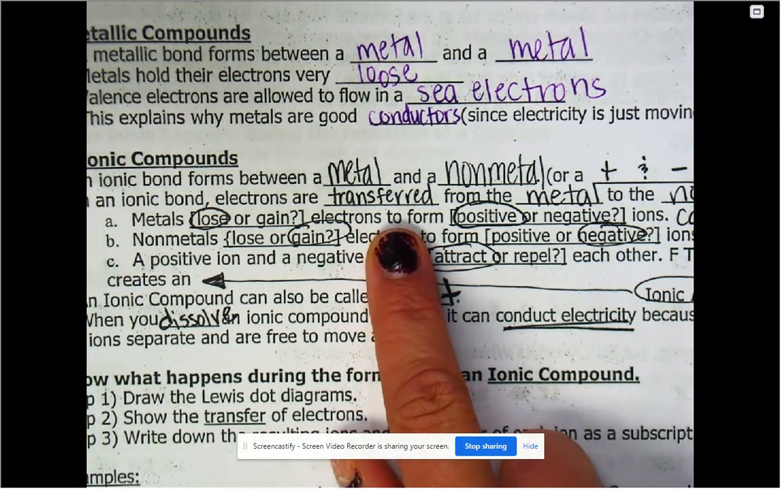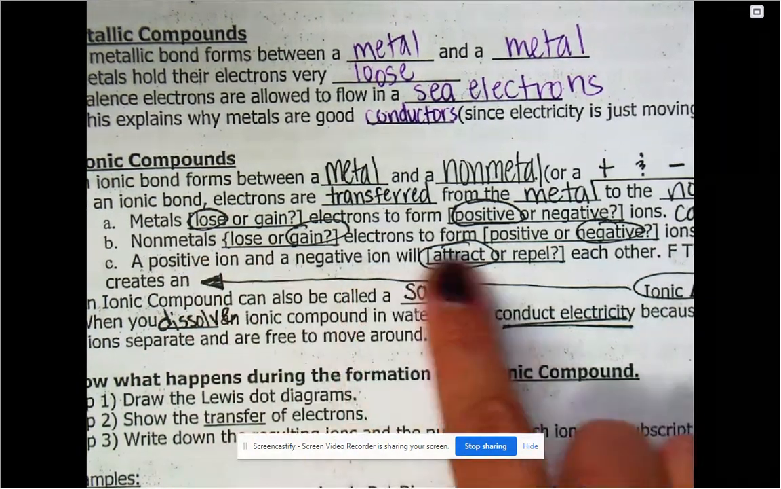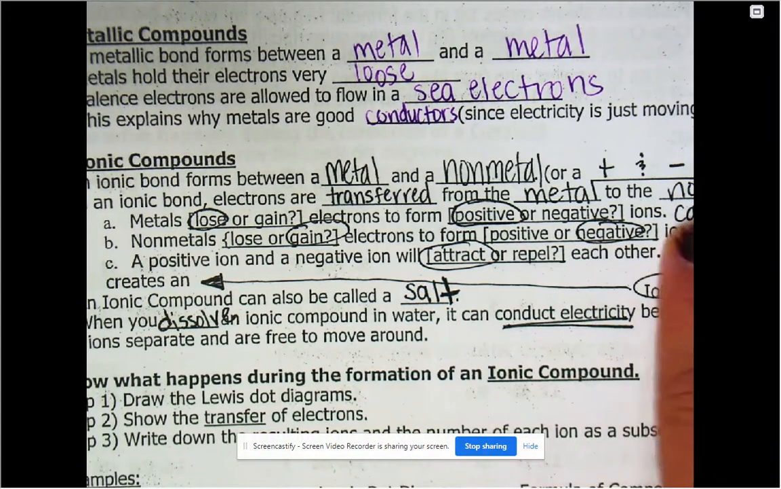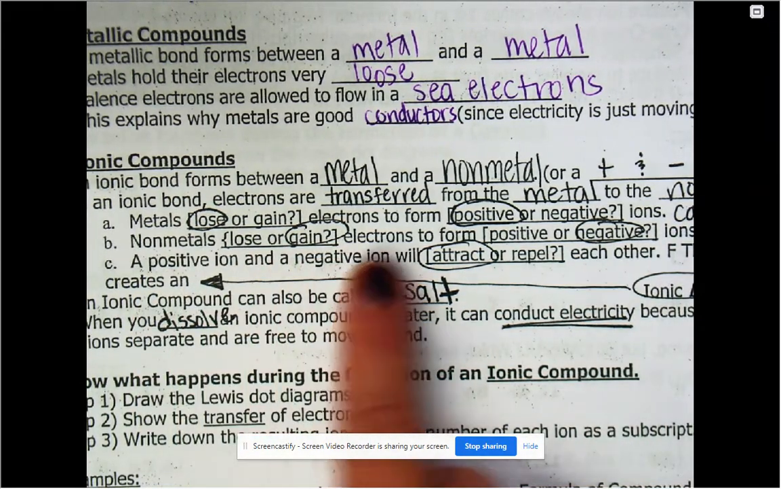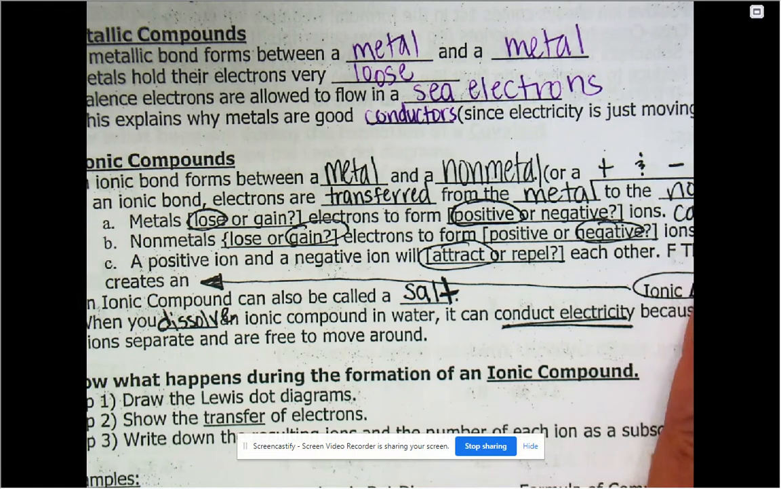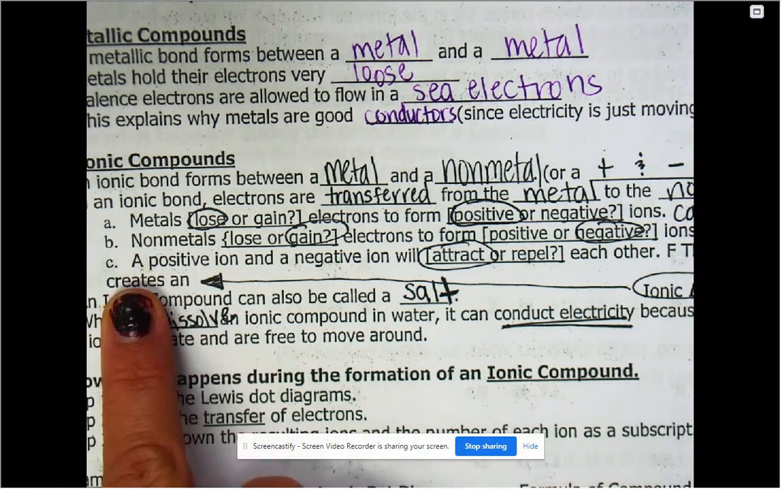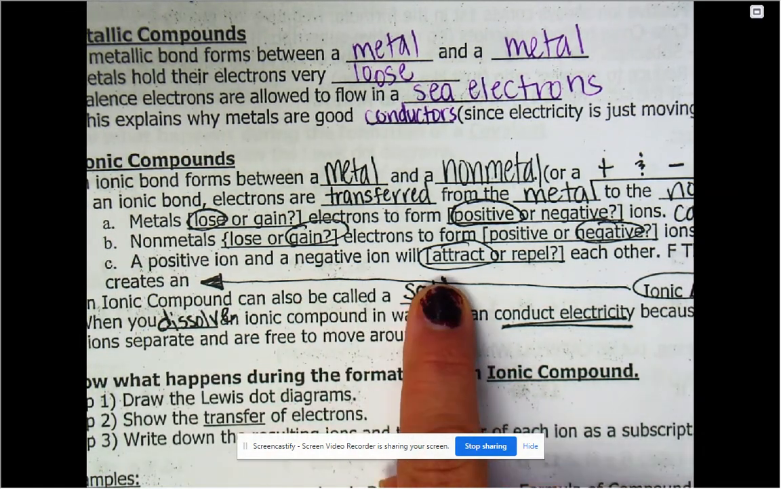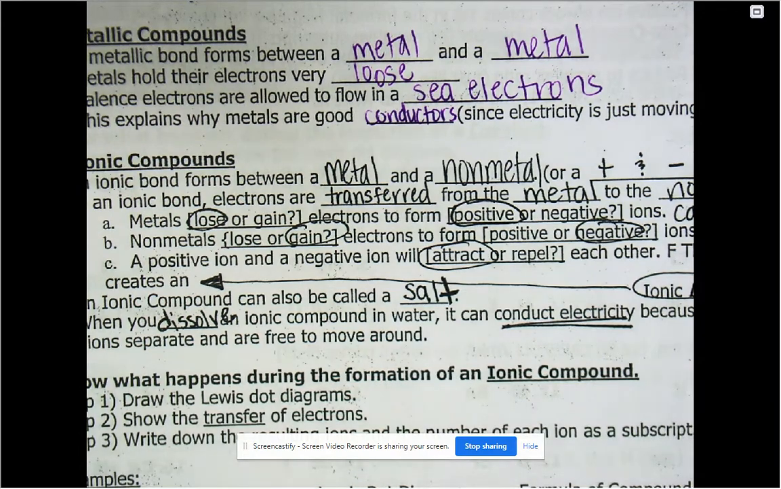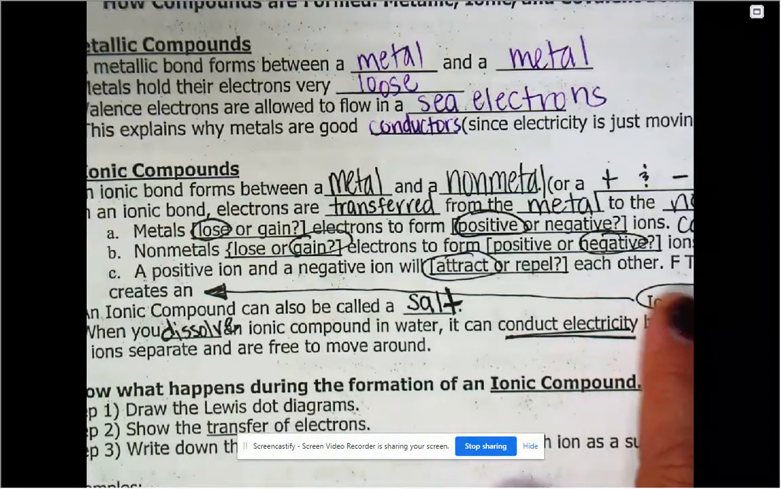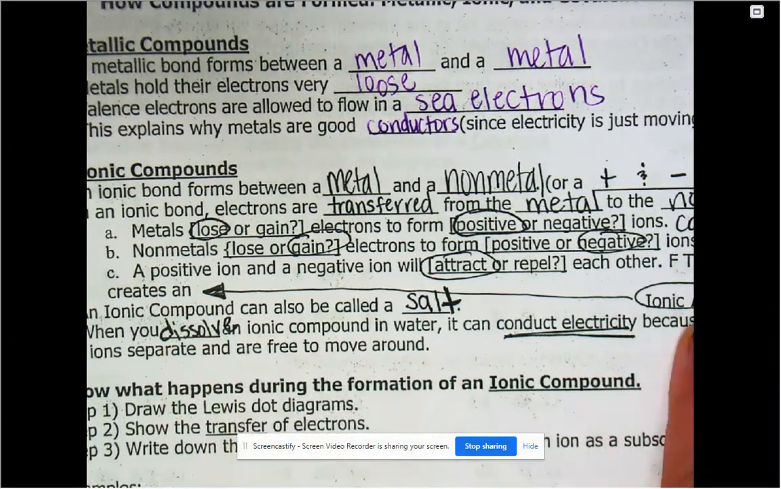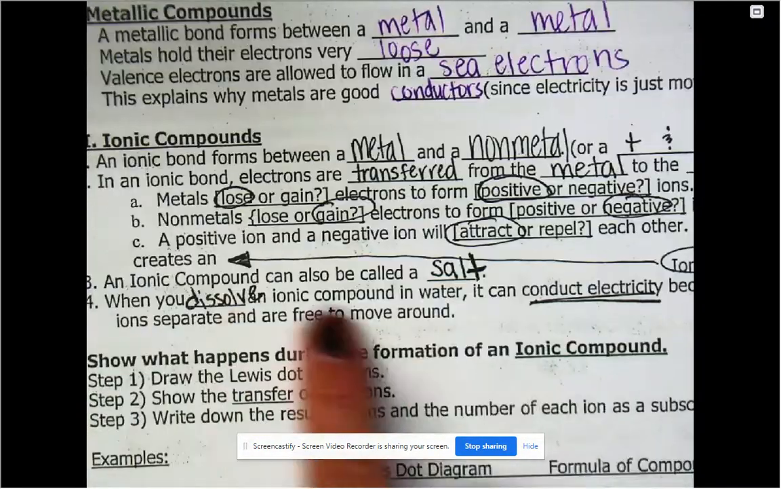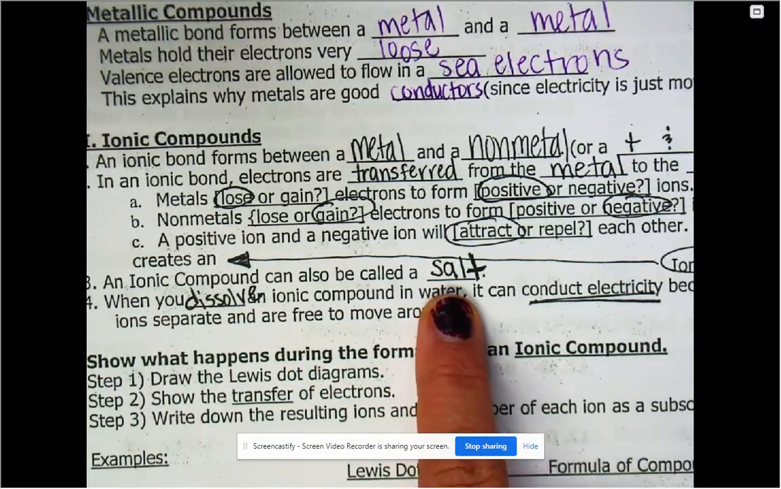So metals will lose their electrons to form positive ions, or cations. Nonmetals will gain them to form negative ions, anions. A positive ion and a negative ion attract, right? Opposites attract, like things repel. And this creates an ionic bond. An ionic compound can also be called a salt. We wrote that on their front page as well.